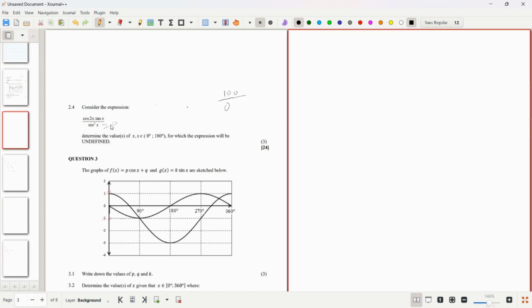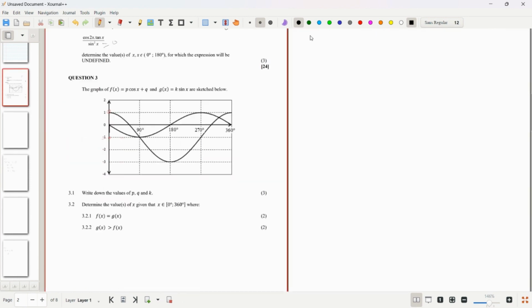So the next one, question 3. Okay, question 3, we can see here. I'll just write Q3 here. We are given what? We are given f of x, which equals to p cos x plus q, and then g of x, which equals to k sine x, right? They are sketched below, right? Okay, 3.1, write down the values for p, q, and k.